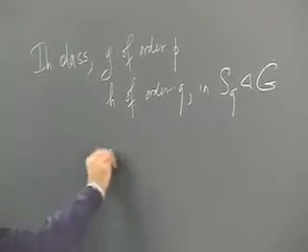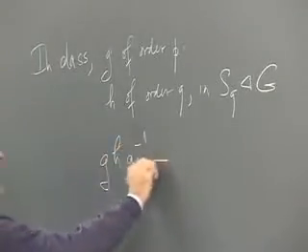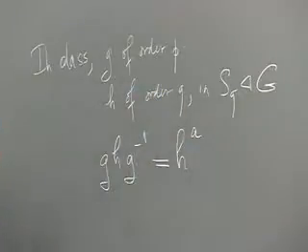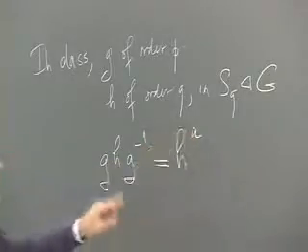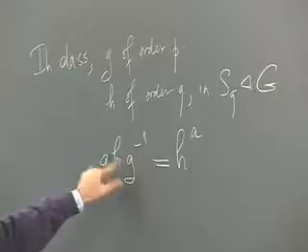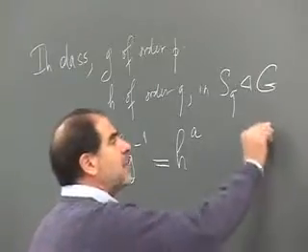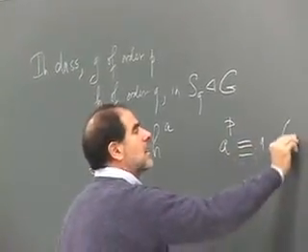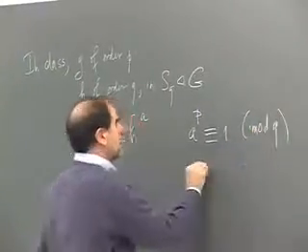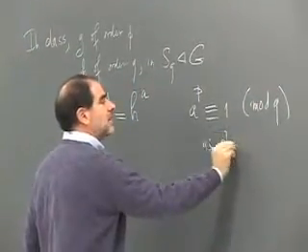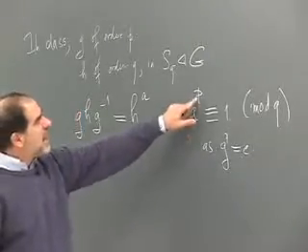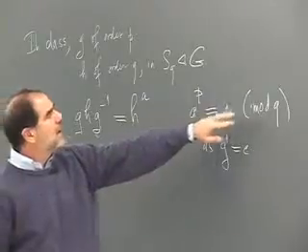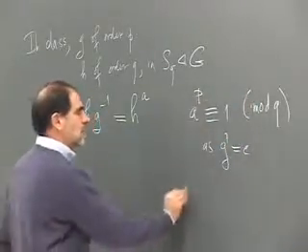And then you consider GHG inverse, and that has to be of the form H to the A, because it has to be in SQ, and SQ is cyclic of order q. And this A is determined mod q, and it has the property, because if you do this p times, you have to get something that commutes with H. You find that A to the p is congruent to 1 mod q, as G to the p is equal to the identity element. And this says that the element A has order p in the group of invertible elements mod q.